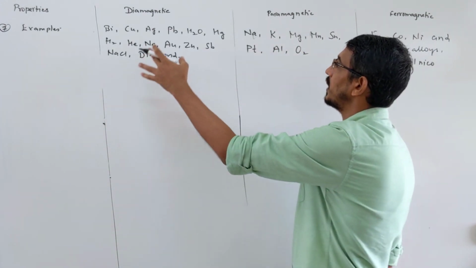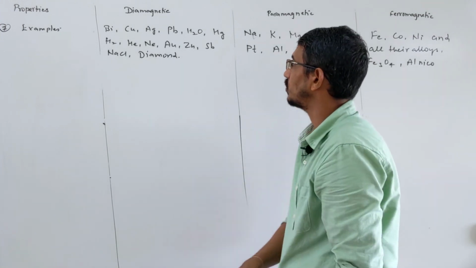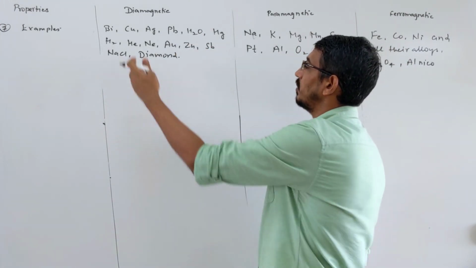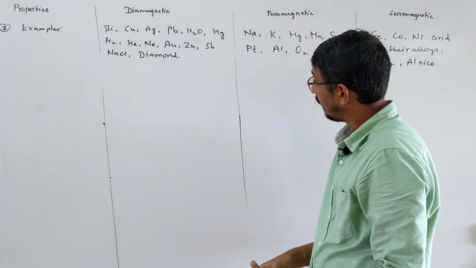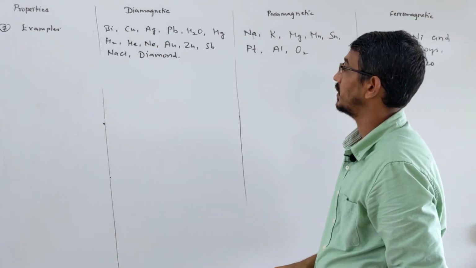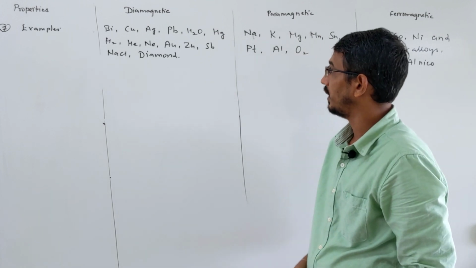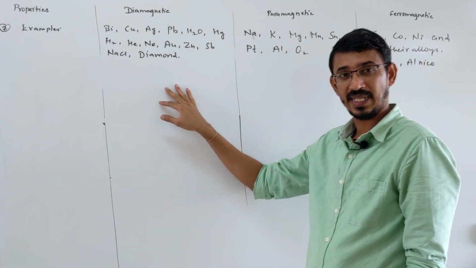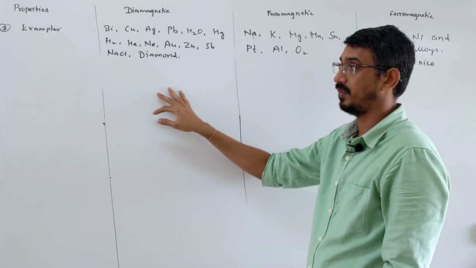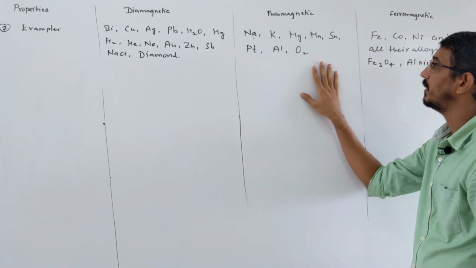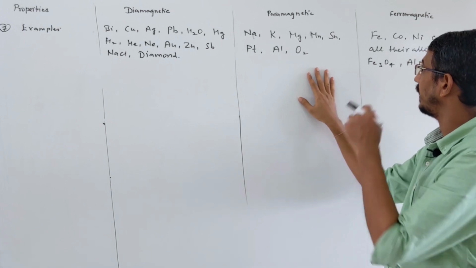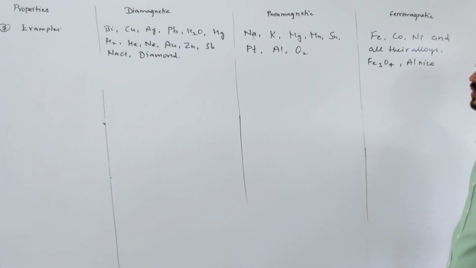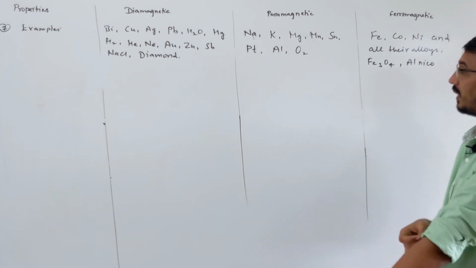Look here, who is diamagnetic? The most popular are salt, water, H2O, bismuth, copper, silver, lead, mercury, hydrogen, helium, neon, gold. So many examples are there. You have to remember them because they have asked this question 3 times in our exam. See the PYQs. Paramagnet: sodium, potassium, magnesium, all these are there. Oxygen also. Ferromagnet: iron, cobalt, nickel, and their alloys.